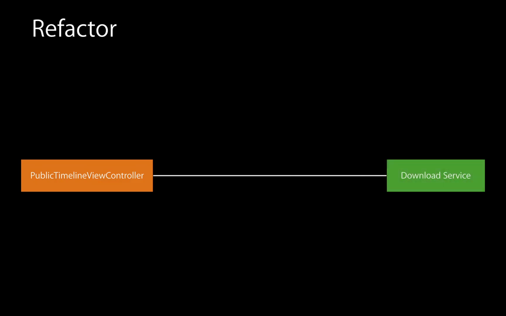When we do that refactoring, we'll start off with our public timeline view controller, which probably had the networking code in it to start with. We'll pull all of that from the view controller into the download service. So we'll call download on that object, and when it's done, it's going to send back a response. Now, I put a solid line in here specifically because I want to talk through the idea of making a hard relationship between these two things.